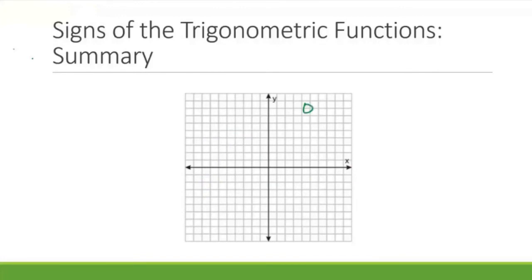So in quadrant 1, all angles will have positive trig ratios. In quadrant 2, it's only sine. In quadrant 3, it's only tangent. And in quadrant 4, only cosine. We can summarize this by writing C, A, S, T in the 4 quadrants.